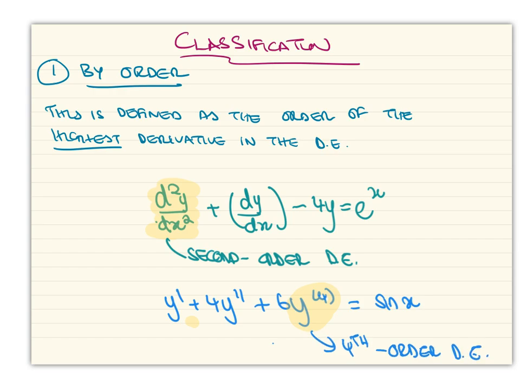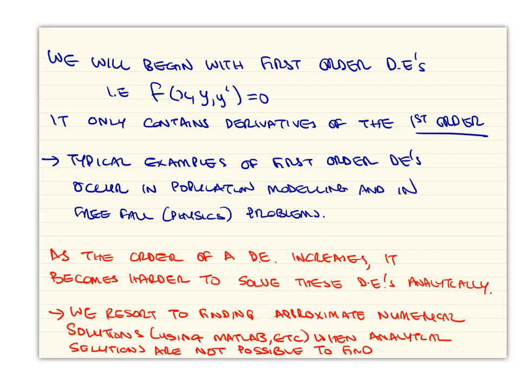So order is a fairly simple way of classifying a differential equation. To summarize, we classify a differential equation by its order by naming it after the highest derivative that occurs within the differential equation. For the purposes of this course, we will begin with first order differential equations. That means the highest derivative occurring in that differential equation is the first derivative. It only contains derivatives of the first order, and these typically arise in population modeling and in free-fall physics problems. So these types of first order differential equations have some relational context.